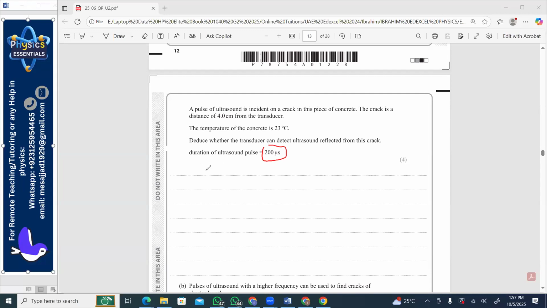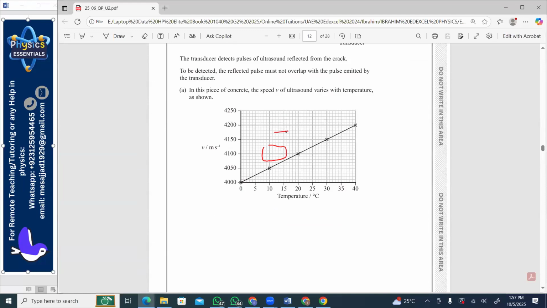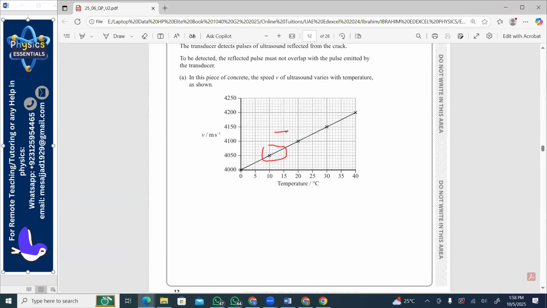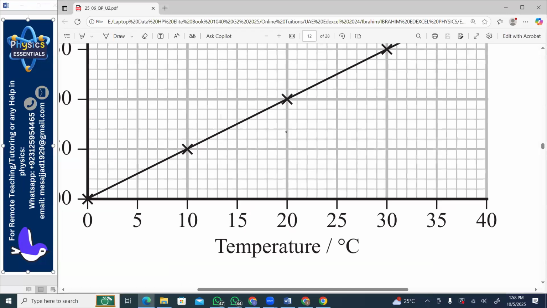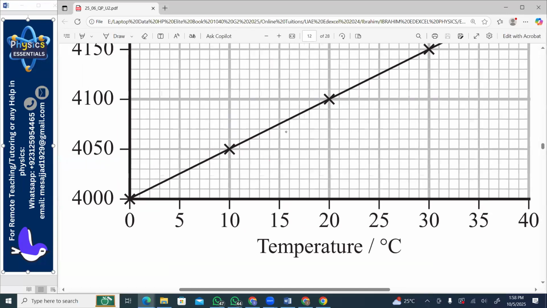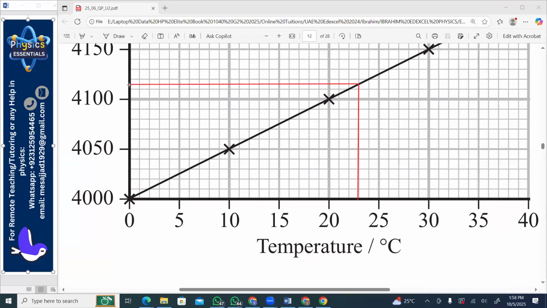First of all, we need to see what the graph tells us the speed is at 23 degrees centigrade. So you just need to see the speed at 23 degrees centigrade, and I believe it is going to be 4115, right?